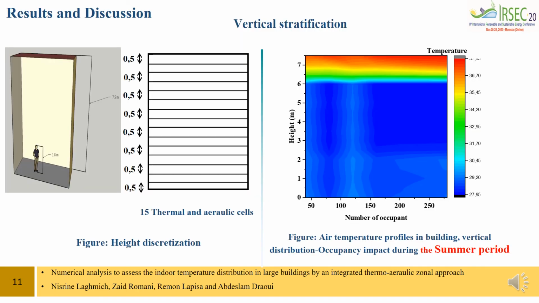So now we will present one of the results obtained in the vertical stratification. A comparative study was conducted to evaluate the effects of occupancy on the vertical gradient of temperature. As a result, we evaluate the impact of occupancy rate on the vertical thermal stratification. As we can see in the right figure, the increase in indoor temperature caused by the number of occupants induces a variation in the transition zone. This phenomenon can be explained by the stack effect.